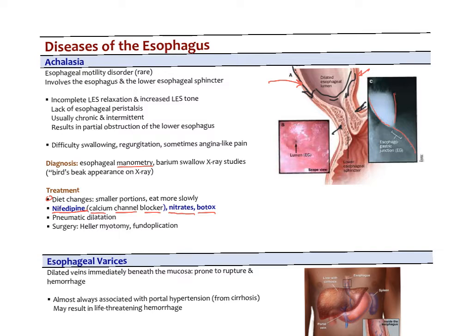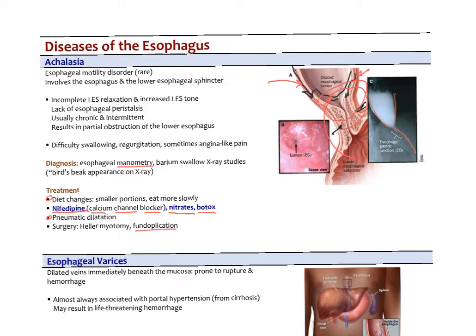Dilation of the lower esophagus can be done. That's called pneumatic dilation. But several patients I've seen have had to eventually undergo surgery, and there are different techniques. One is called fundoplication, where basically the sphincter is overridden. The stomach is brought up and wrapped around to create another functional sphincter here that can more efficiently open and close. So that's the surgical approach to achalasia.